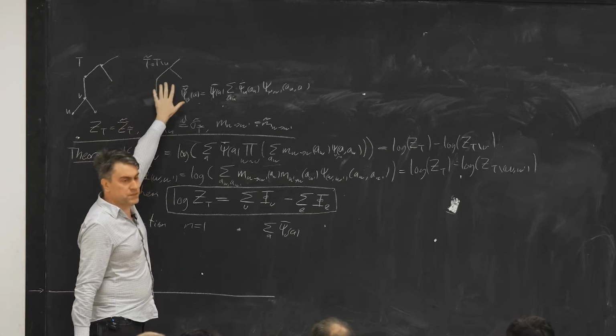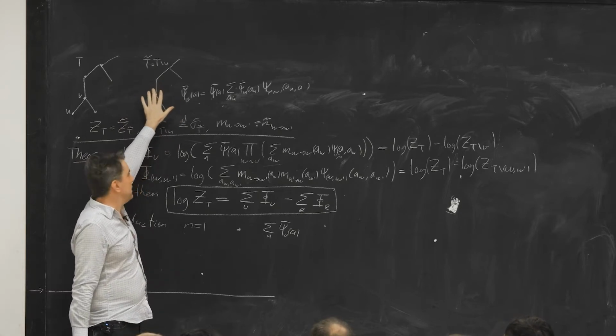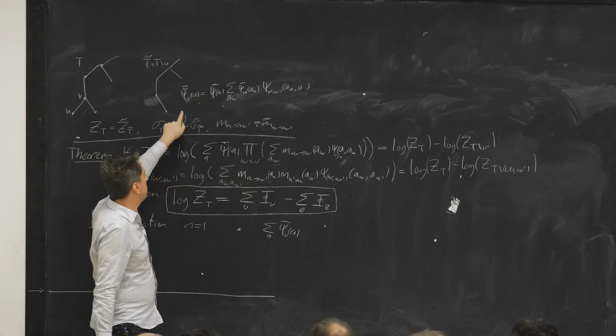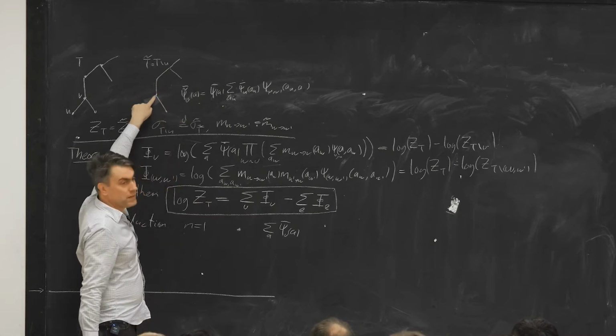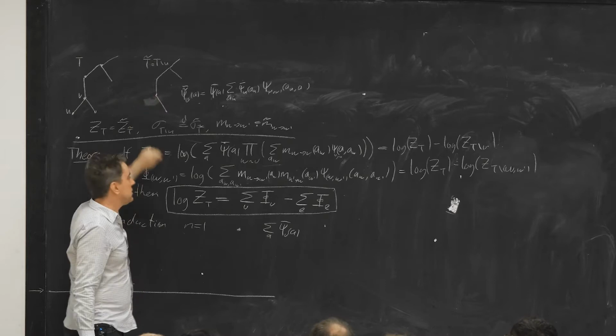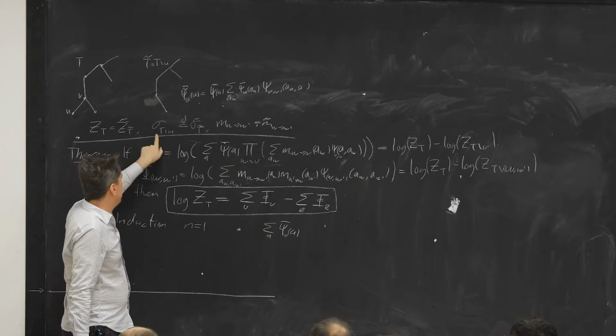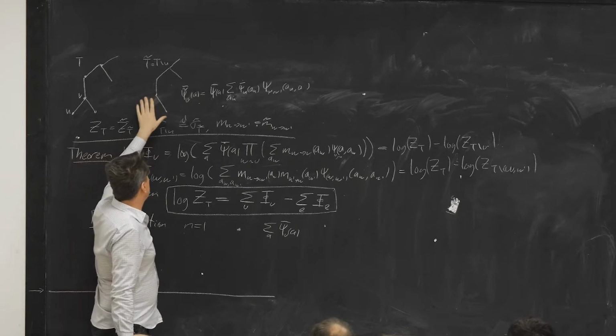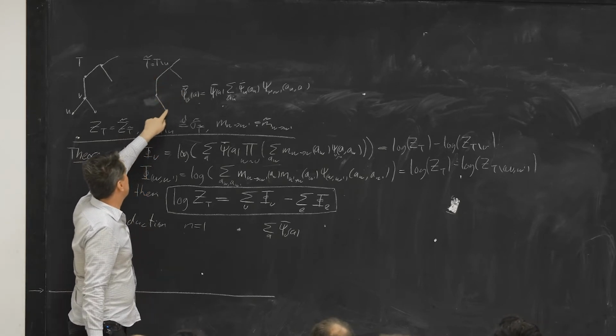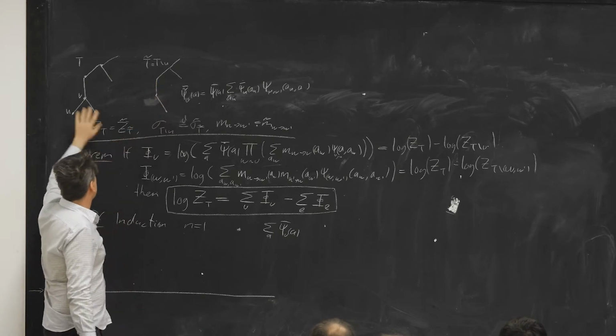So this new spin system on this tree with one less vertex: all of the psi's are the same except for the one at this neighboring vertex. The partition function will be the same. The joint distribution of the spins on all of these vertices will be the same.